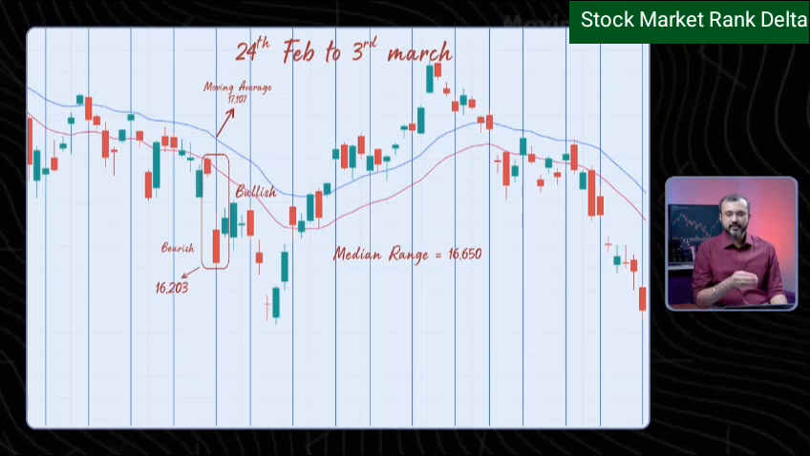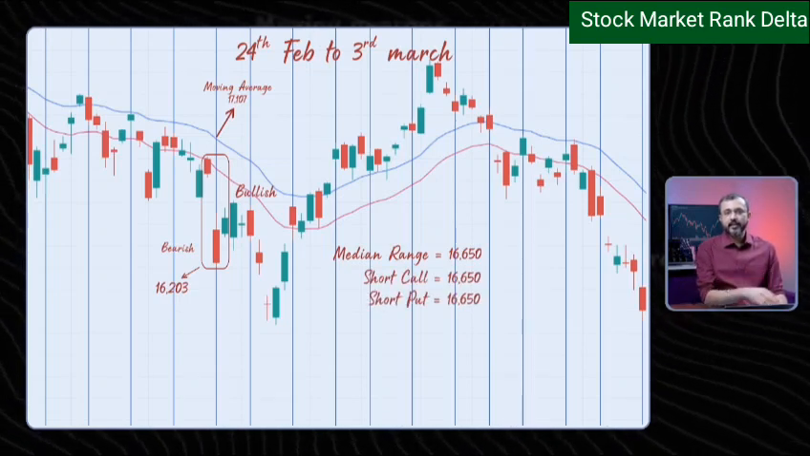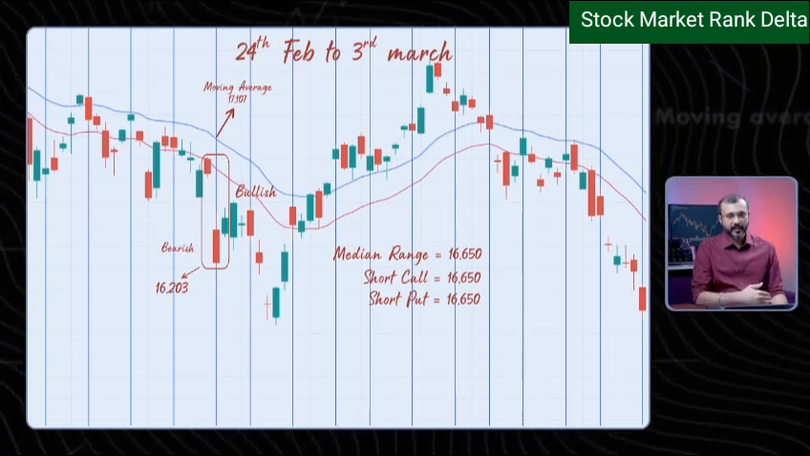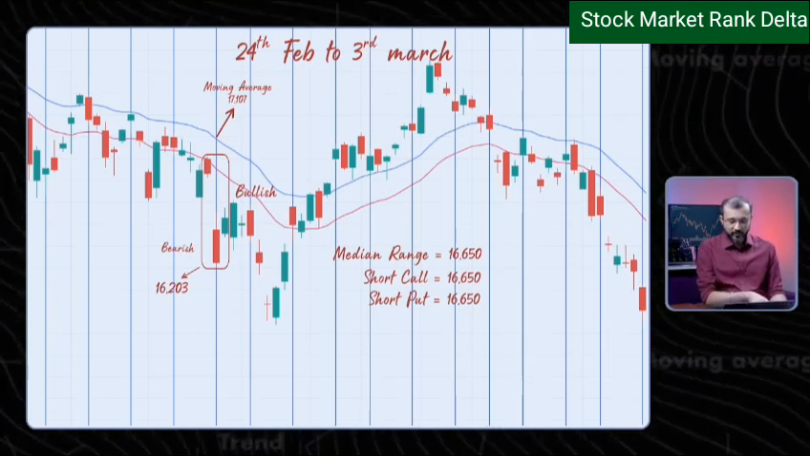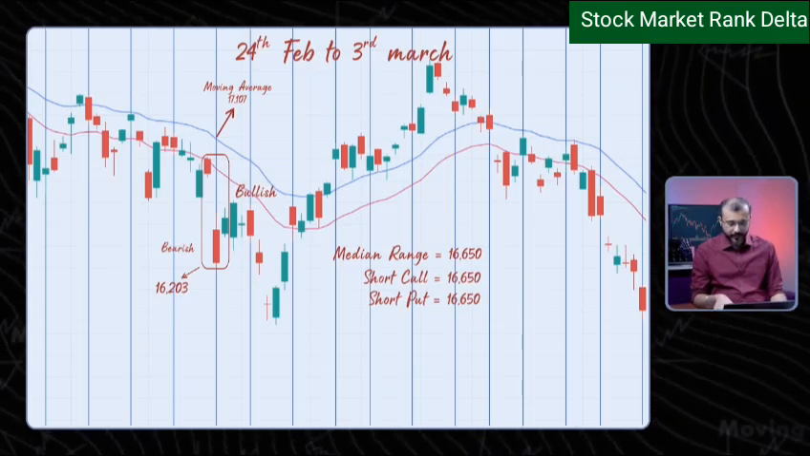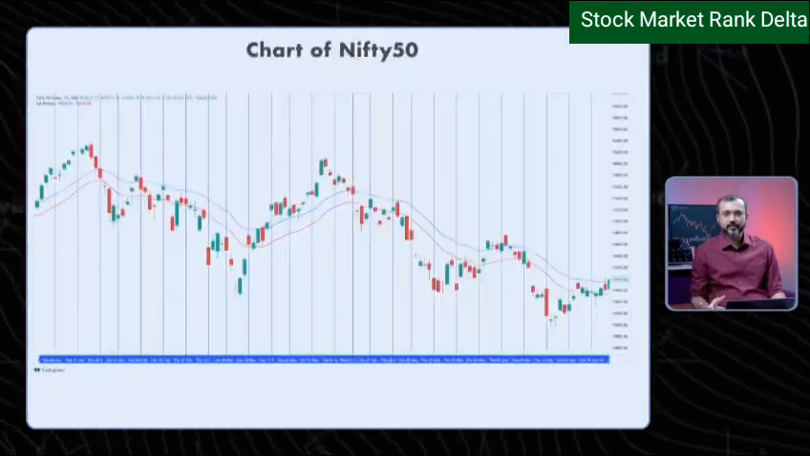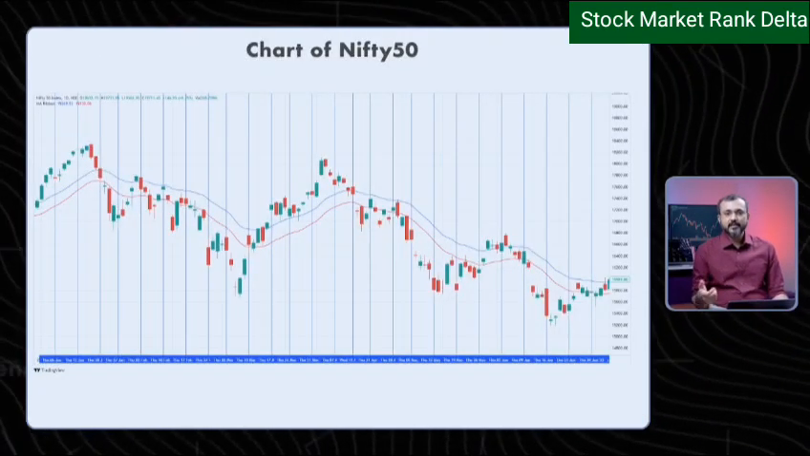We short the 16,650 call and 16,650 put, and we short it whenever the straddle goes below the moving average. The price has gone below the moving average somewhere at 342 points, and from there the straddle has gone to somewhere around 100 points. So we have made 200 points in this trade.